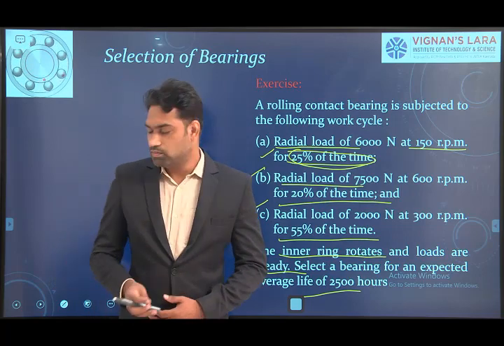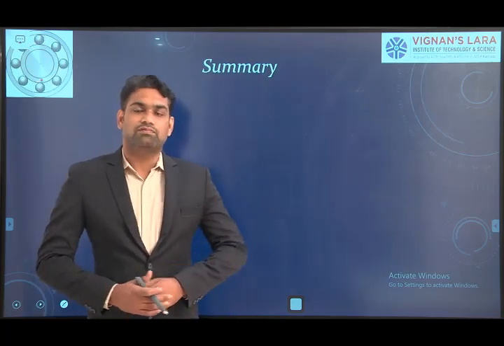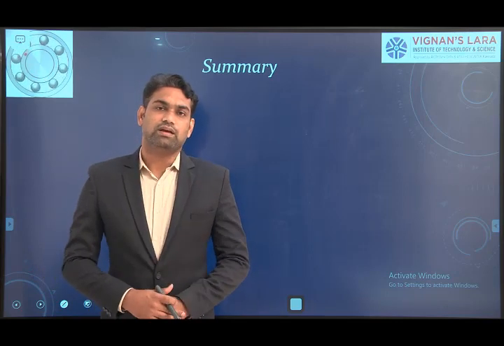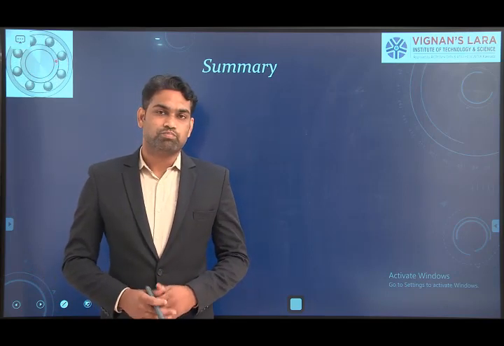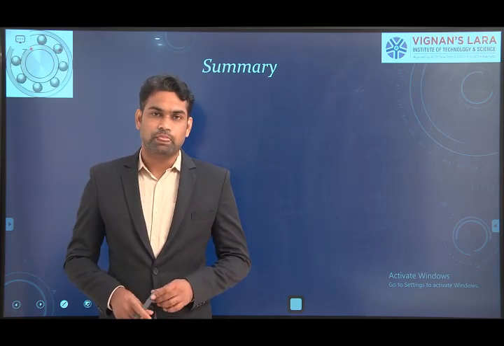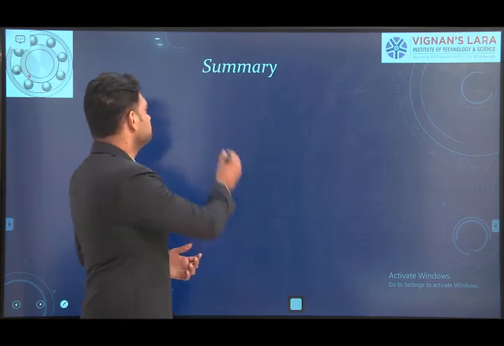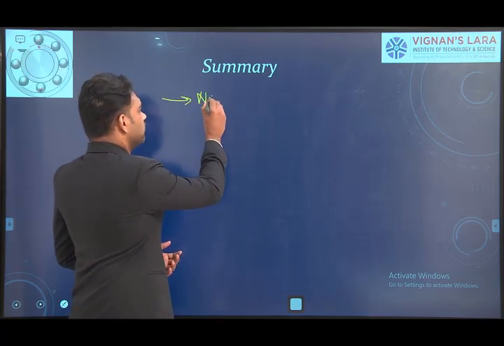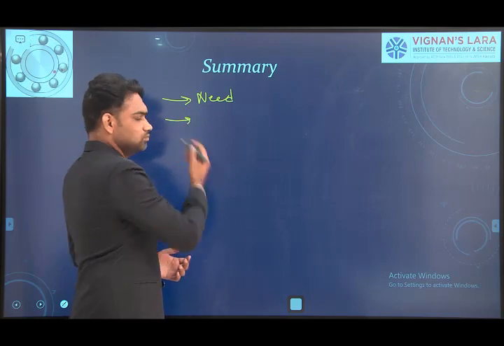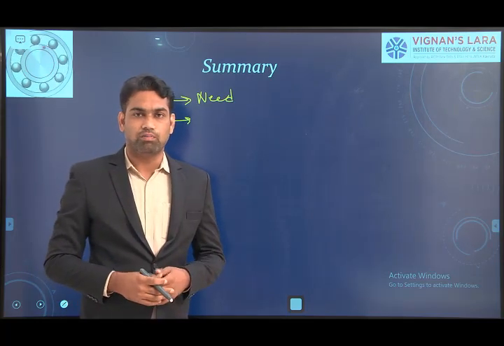Clear? This is how the bearings are going to be selected, so I can finish the selection of bearing, that is rolling contact bearings. With this topic we finished unit number 1. So far we have discussed the main need of bearings, and why bearings are very much essential in any machine component that we see.